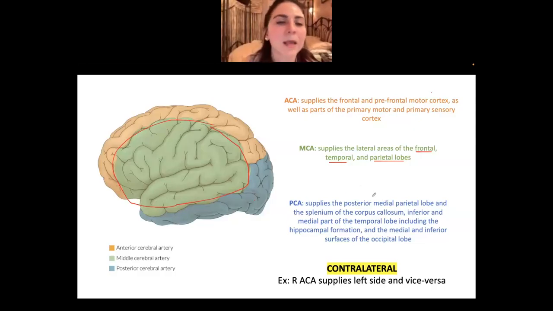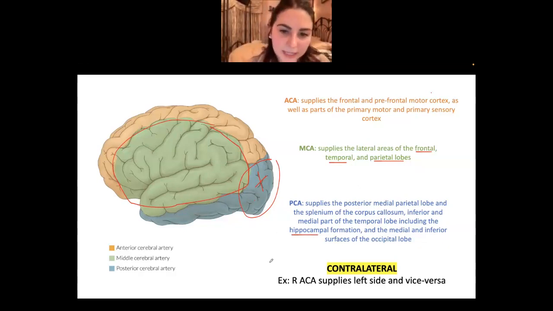And then the PCA, I know it says it does a lot of stuff, but the main thing you're going to see with a PCA stroke is going to be sight issues because you're taking out basically the entire occipital lobe. So you're going to have a lot of problems with vision. There are some other things it does, which I'll show you, like the hippocampus can get affected, which is emotions and memory. It's part of the limbic system.